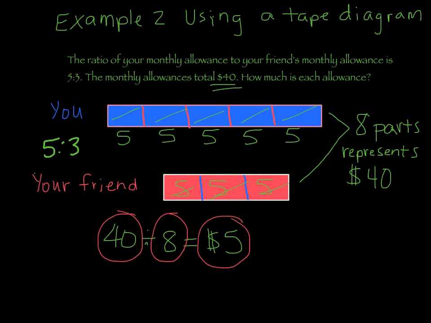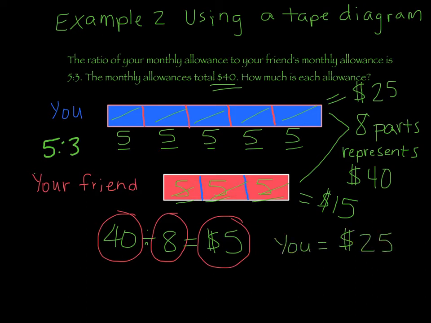So we want to know the amount of each allowance. So this must equal 5, 10, 15, 20, 25. And this one must equal 5, 10, 15. And just to make sure, 25 plus 15 does equal 40. So that means your monthly allowance, you get $25 per month, while your friend gets $15 per month, and that would be your total answer for a problem like this.